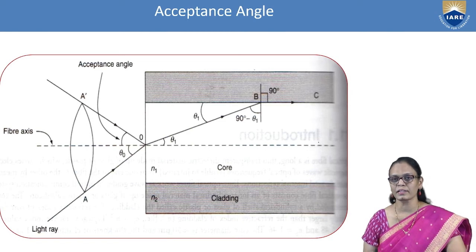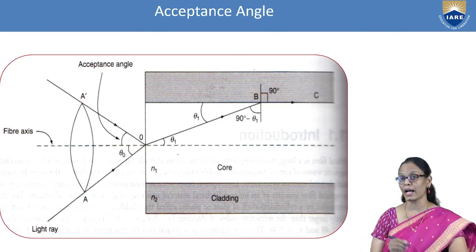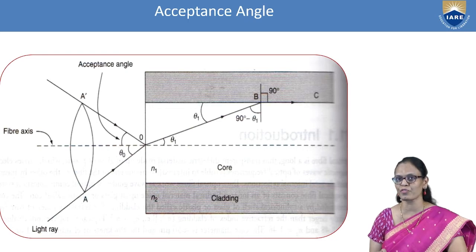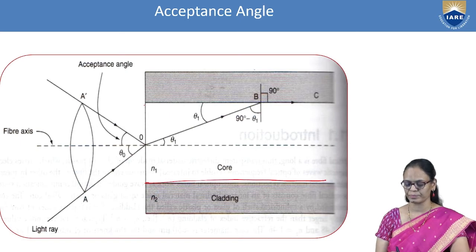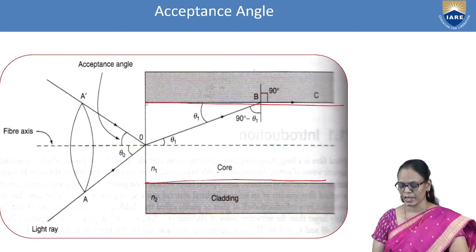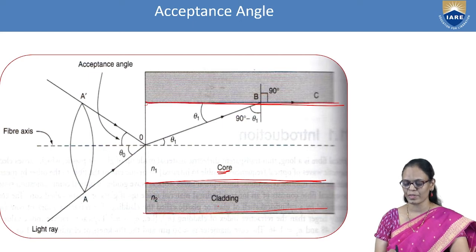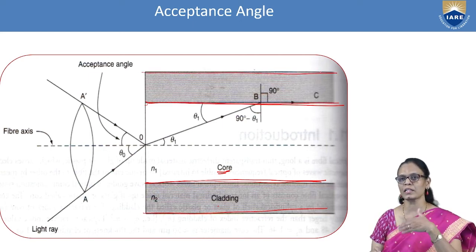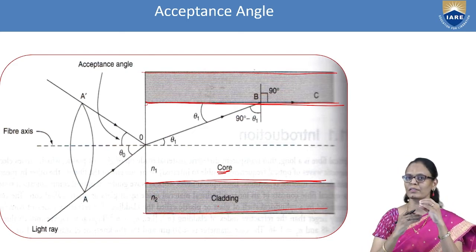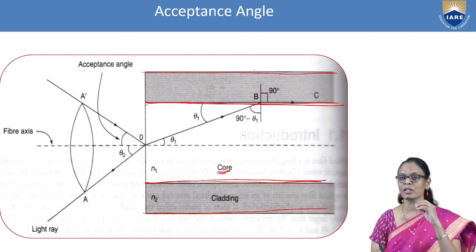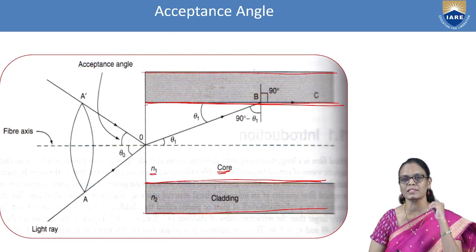Now let us understand this diagram to calculate the acceptance angle. We are going to derive an expression for acceptance angle. What we see here is the core. The core is surrounded by cladding. This is the cladding material on both sides. Here we are only showing the two-dimensional view. In the three-dimensional view, you have a cylindrical rod of core and the cladding surrounding the core. The refractive index of the core is N1 and the refractive index of the cladding is N2.